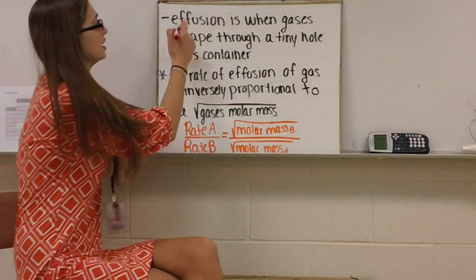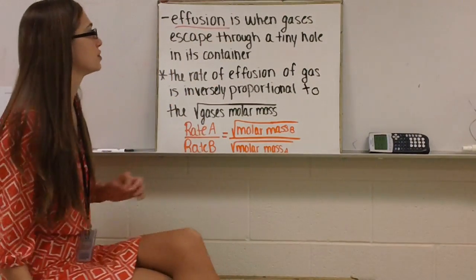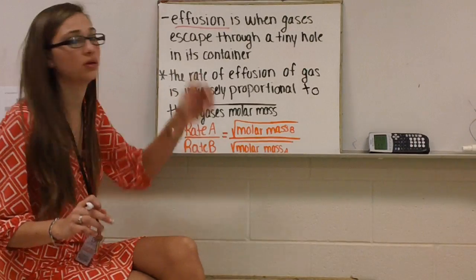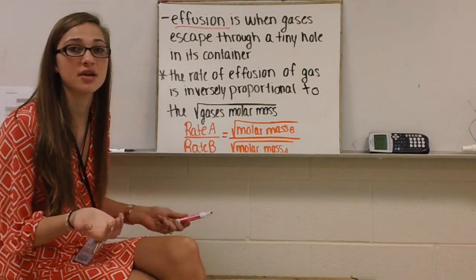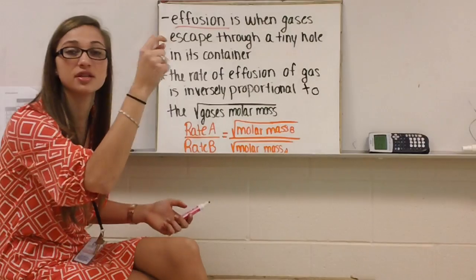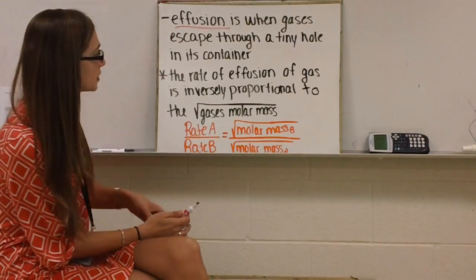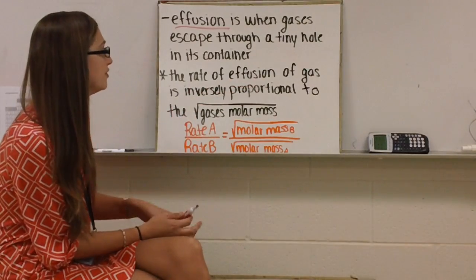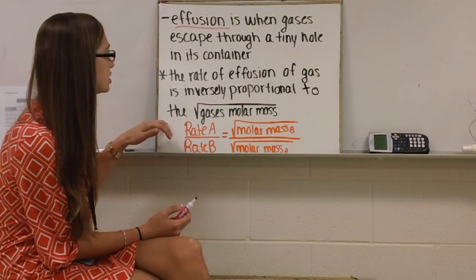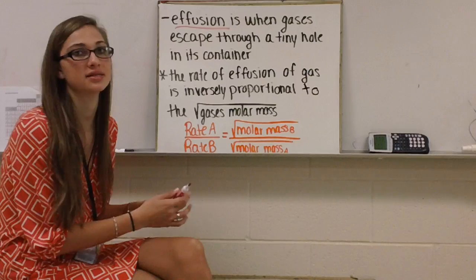Now we need to talk about effusion. So effusion is when gases escape through a tiny hole in its container. So think about when you have a balloon and there's a little hole, it slowly releases gas. So the rate of effusion of gas is inversely proportional to the square root of the gas's molar mass.